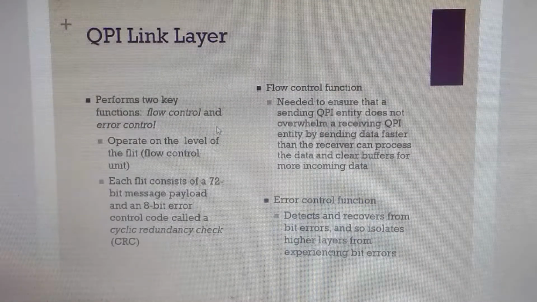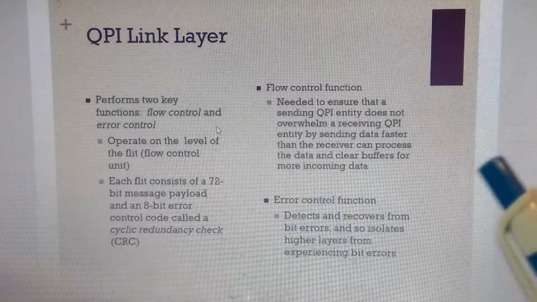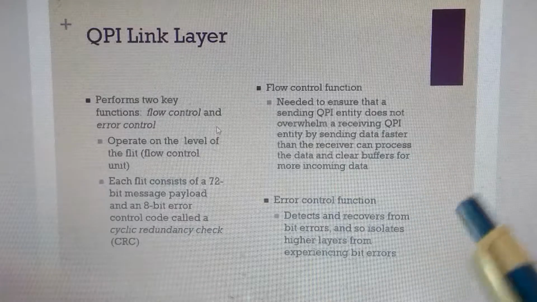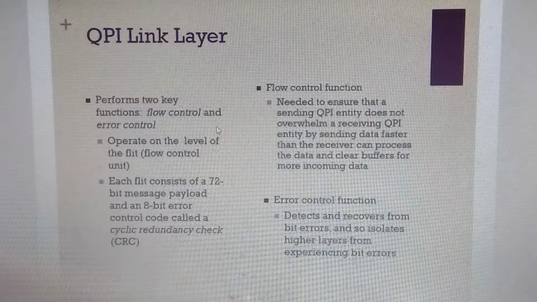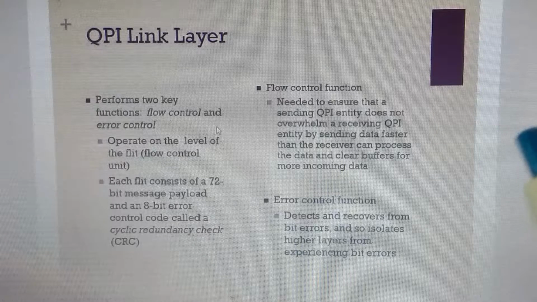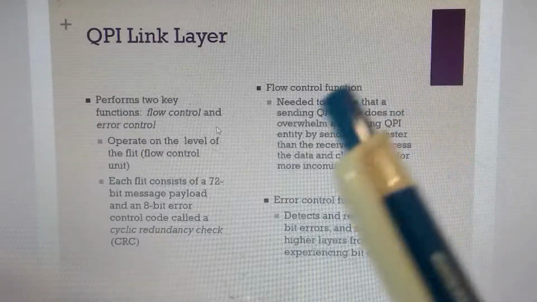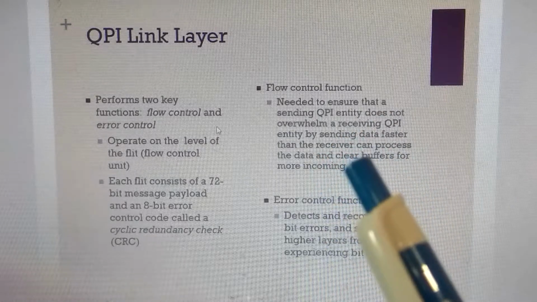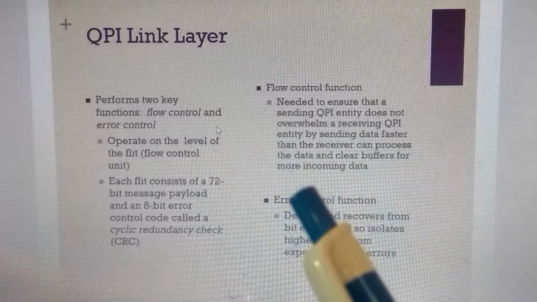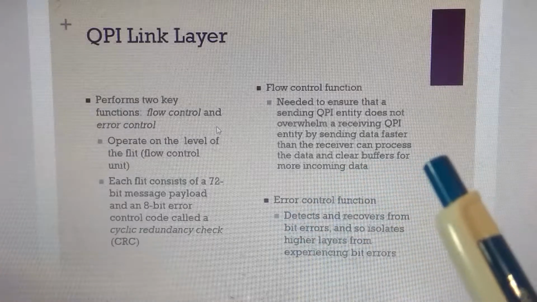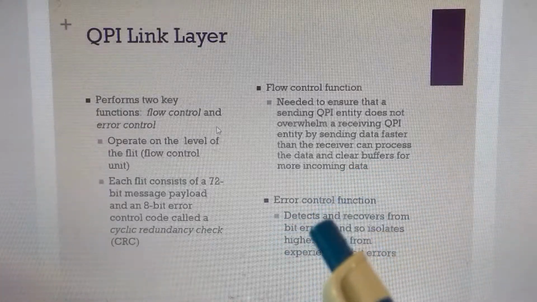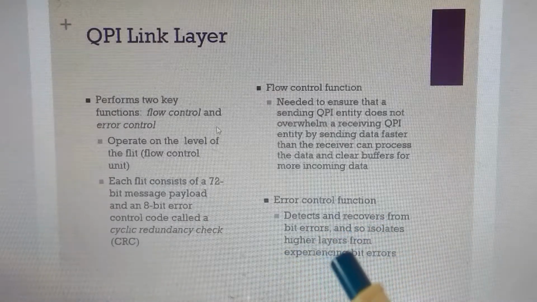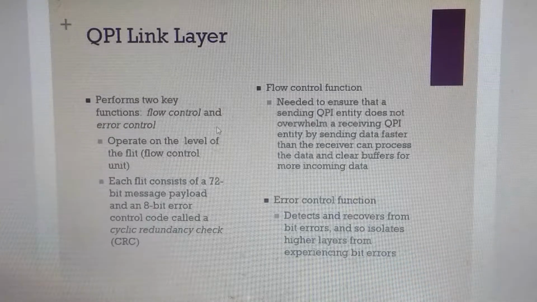Next let's look at the link layer of the QPI. The link layer of QPI performs two key functions, which are flow control and error control. Flow control ensures that a sending QPI entity does not overwhelm a receiving QPI entity by sending data faster than the receiver can process the data and clear buffers for more incoming data. The error control function detects and recovers from bit errors and also isolates higher layers from experiencing bit errors.